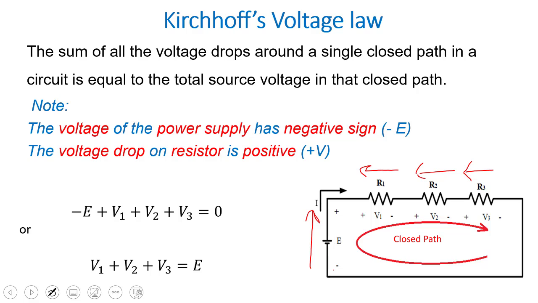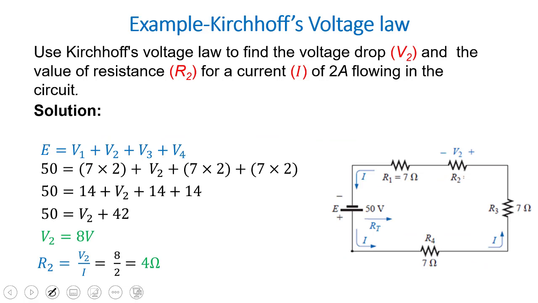Remember, the current always enters the resistor from the positive side and exits from the negative side. Here, the current is leaving the positive side of the source. So from here, you can see it's minus E plus V1 plus V2 plus V3 is equal to 0, or V1 plus V2 plus V3 is equal to E. Both equations are right, and this is called Kirchhoff's voltage law.